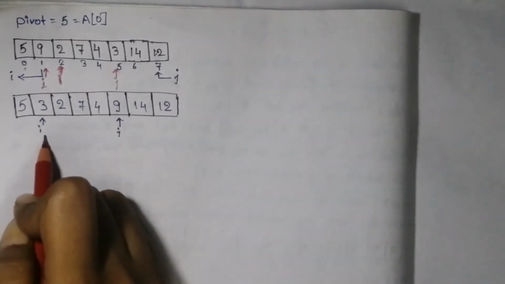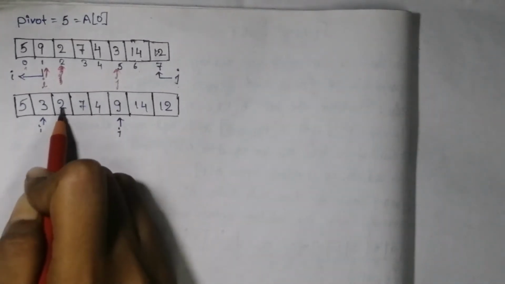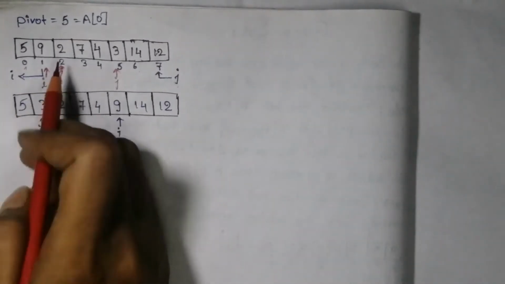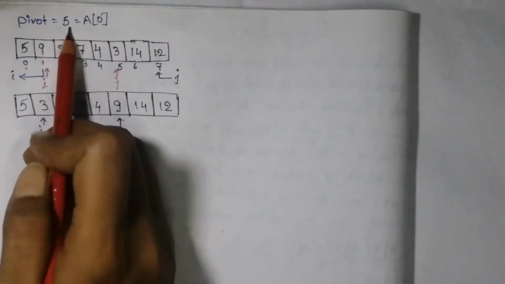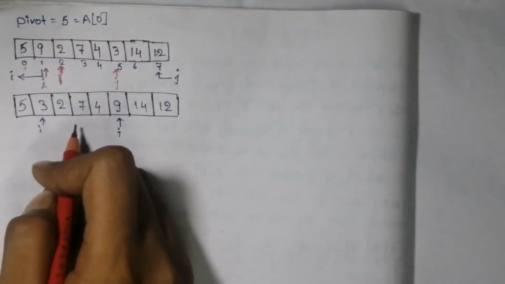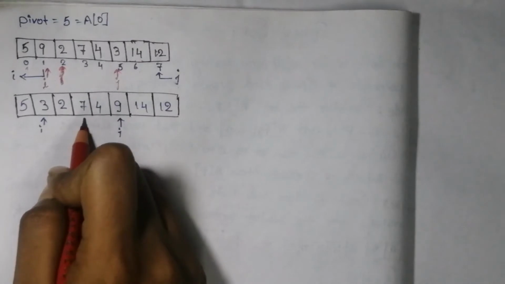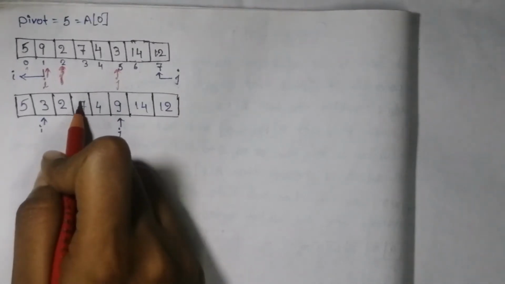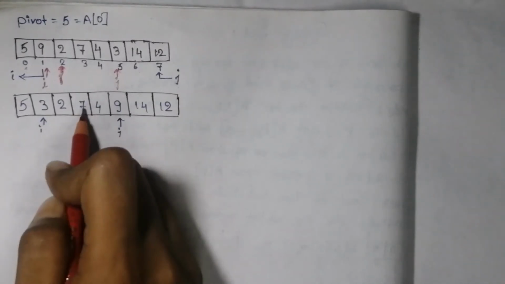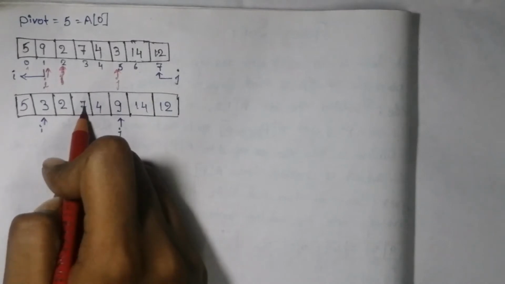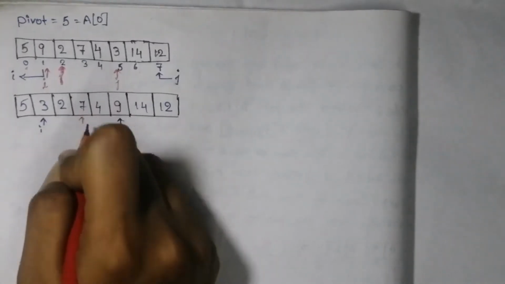So now the value of i is incremented and the element 2 is compared with the pivot element 5. Is 2 greater than 5? No. So we will again increment the value of i and it will point to the element 7. Now is 7 greater than 5? Yes. So this will be marked as the element at the index i.